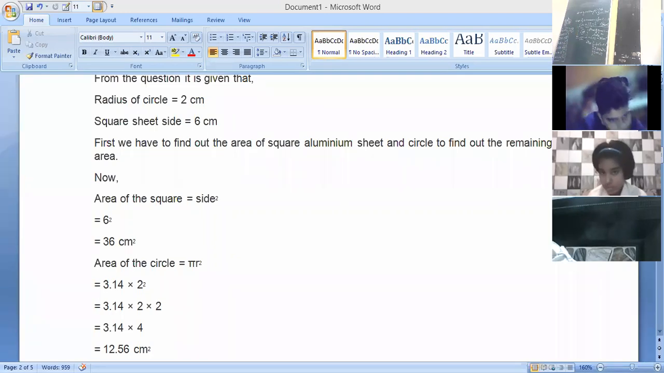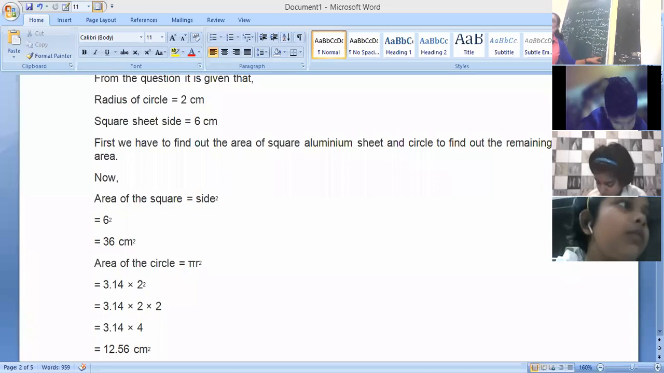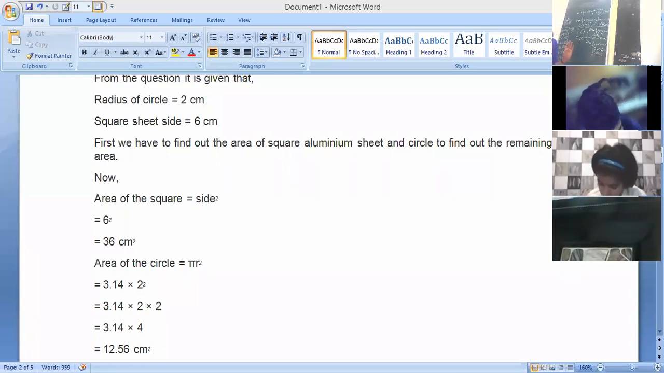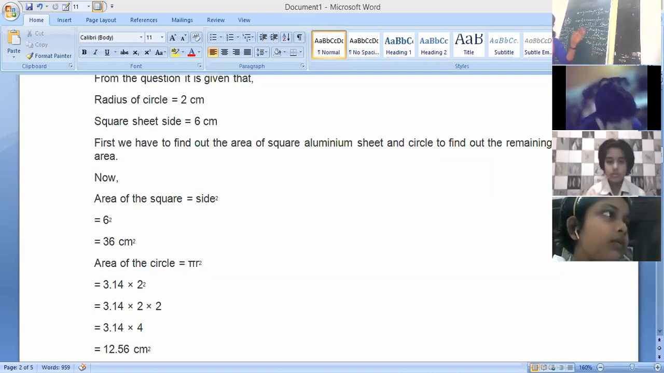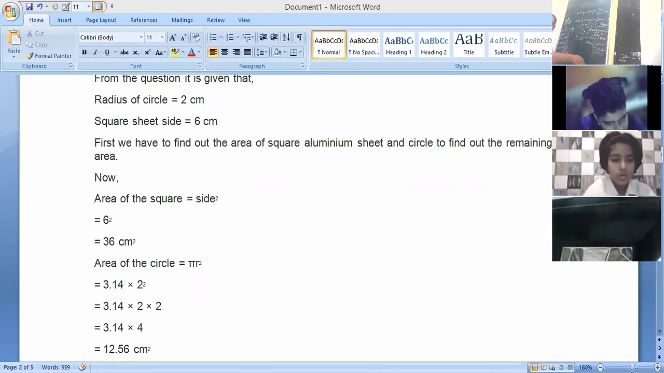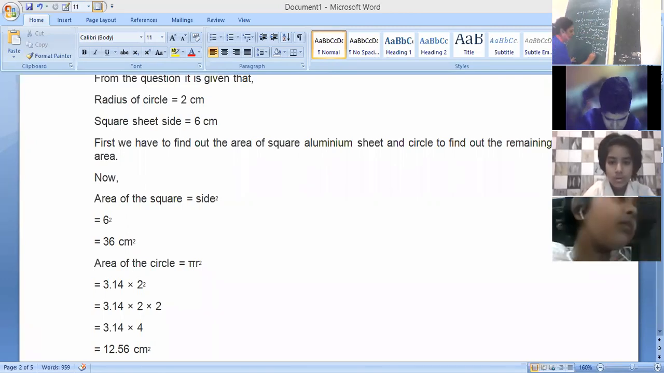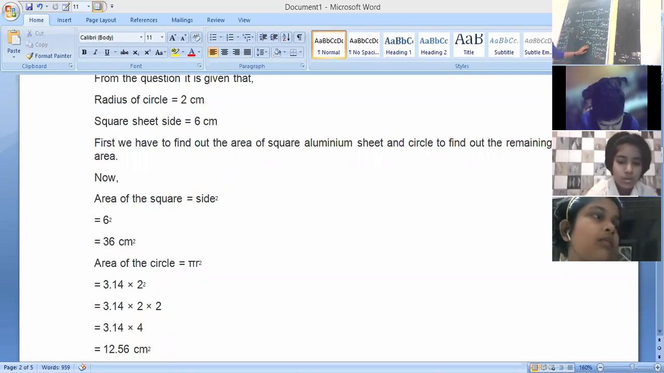If there is a decimal value, you simply multiply. If you are confused how to multiply decimal numbers, simply multiply 314 by 4. Whatever answer you get, from the right hand side just start counting. After the decimal there are 2 places, so from the right hand side, count 2 places and put a decimal there. 12.56 centimeters square. That's the right answer. This is the area of a circle.